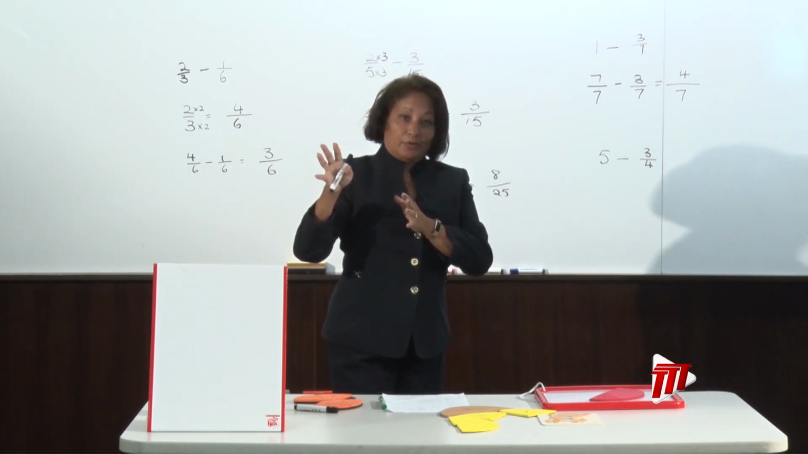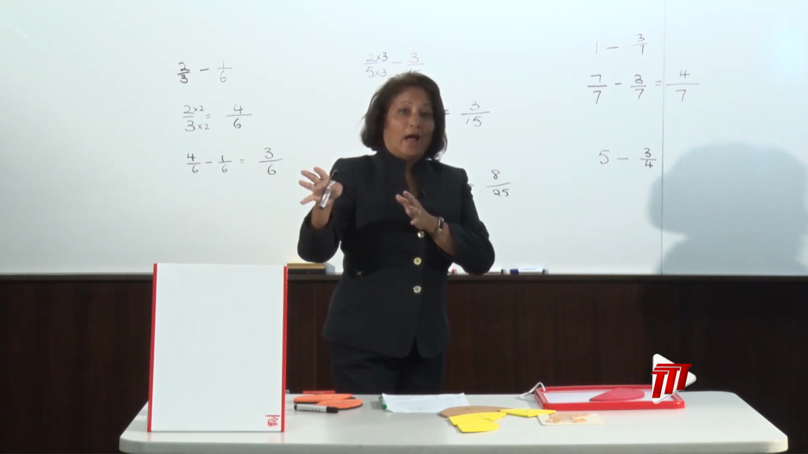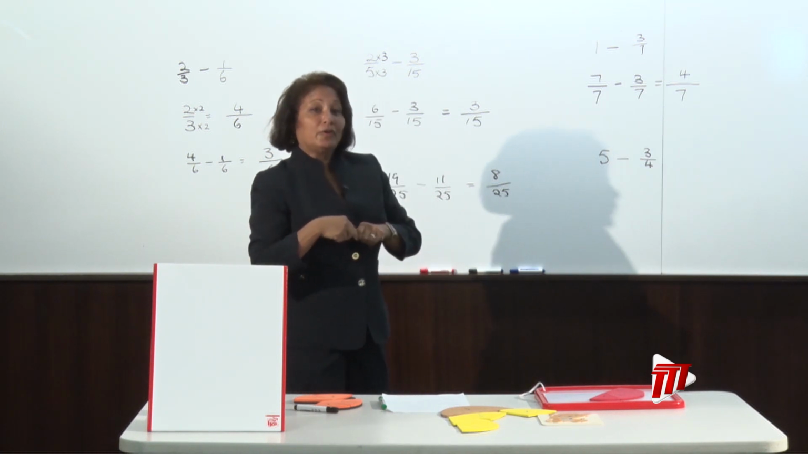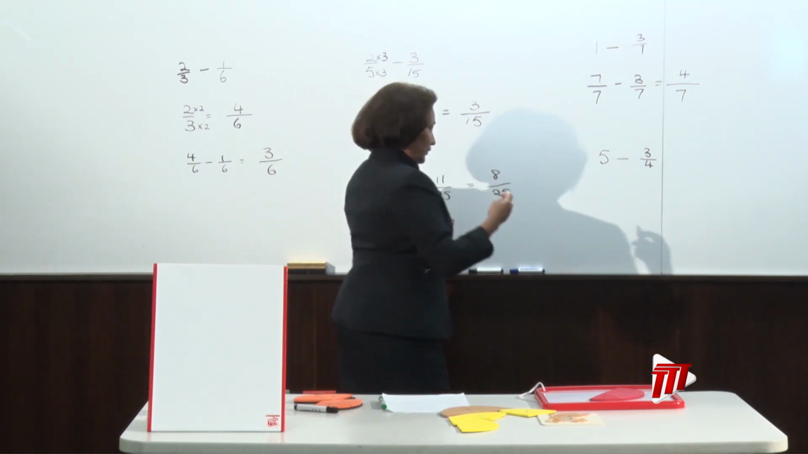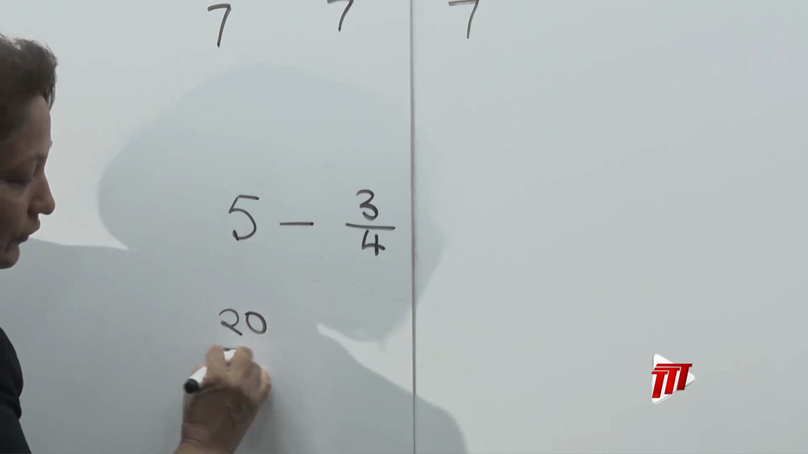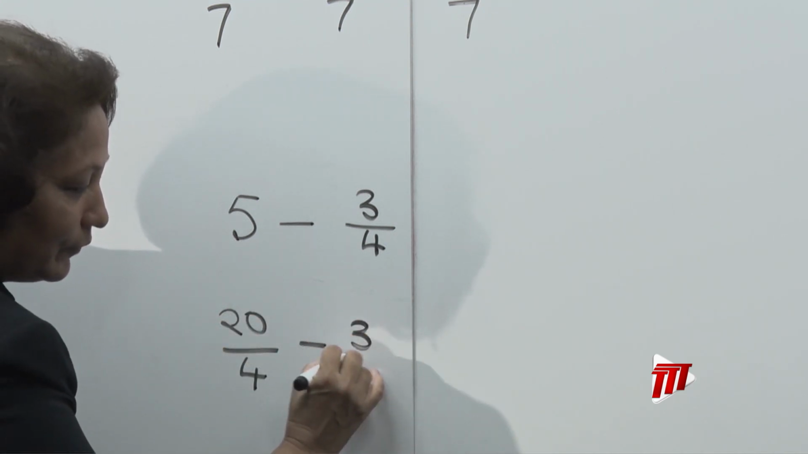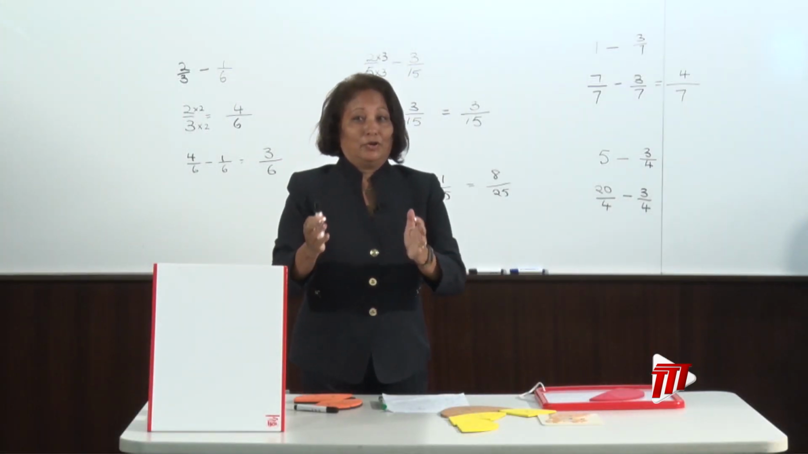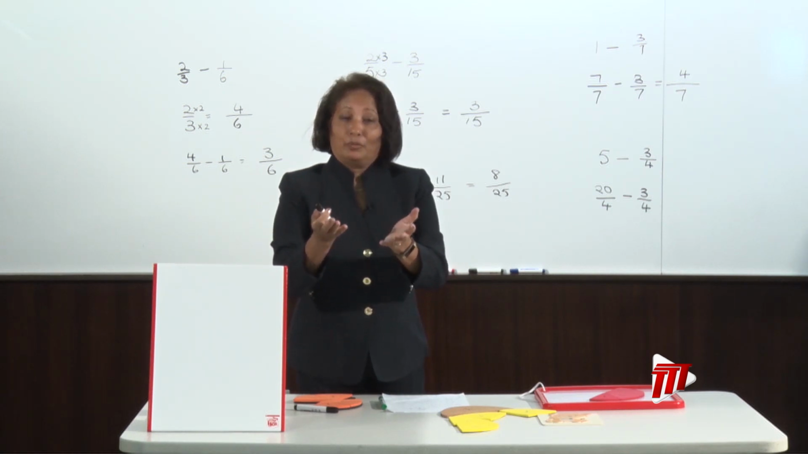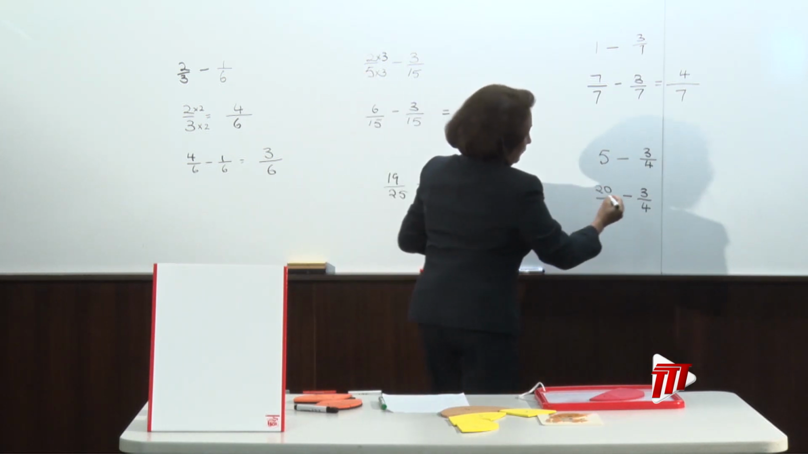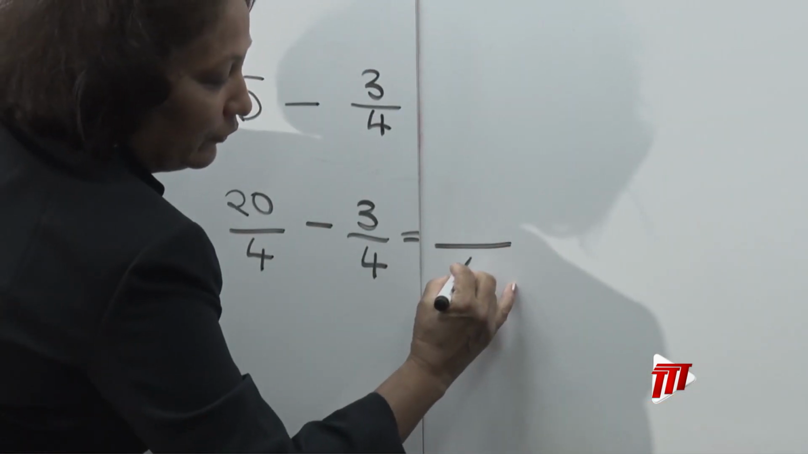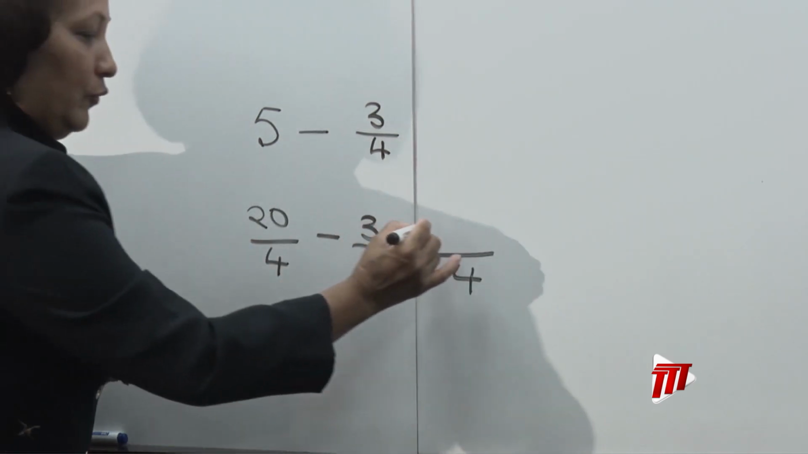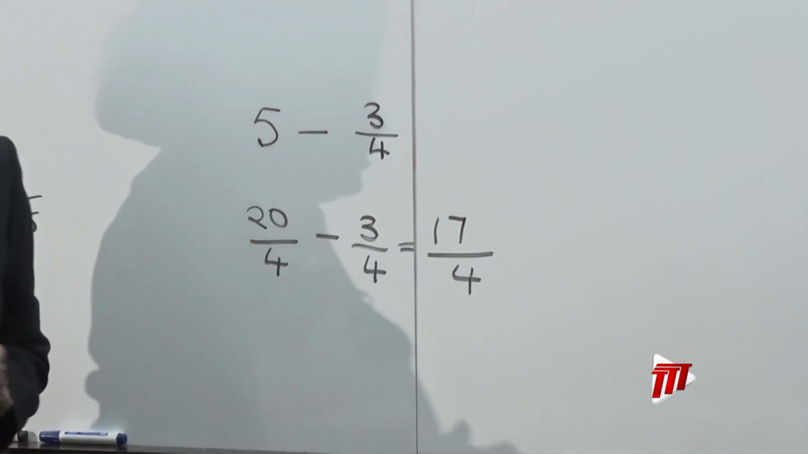We have 4 quarters in 1 whole. So you would have that 4 quarters represented 5 times. So you end up with how many quarters? Good. 20 quarters. And you start to smile, right? Because you say, aha, now we have denominators that are the same. So we know what to do. My answer would have that same denominator, 4. The numerator would be the difference between 20 and 3, which would give me 17.